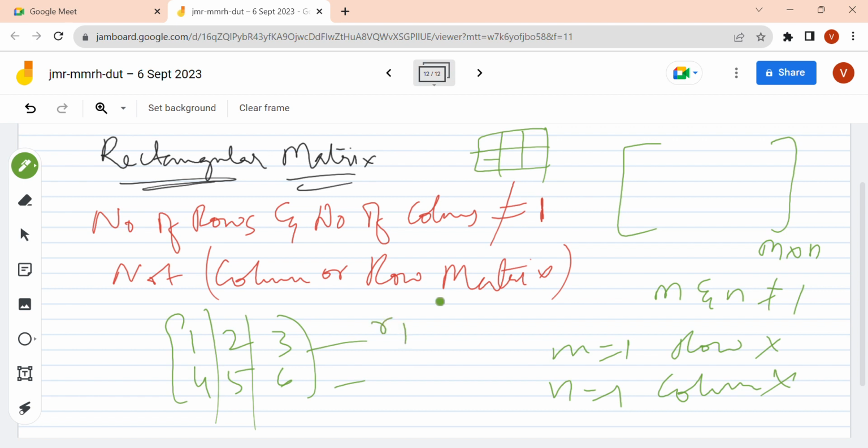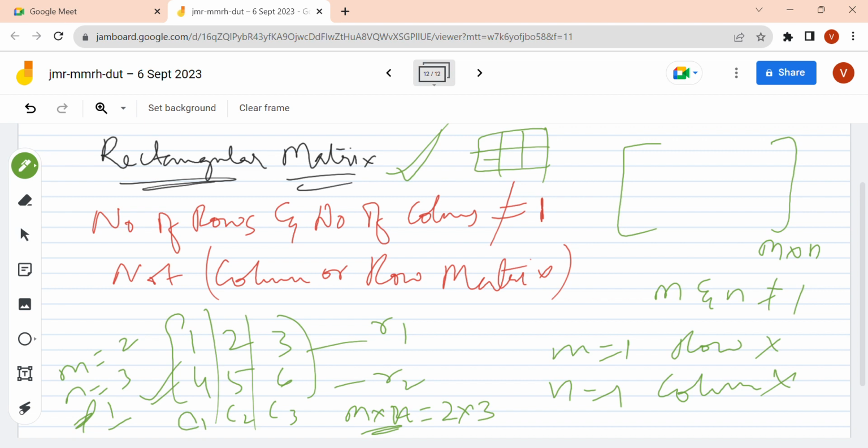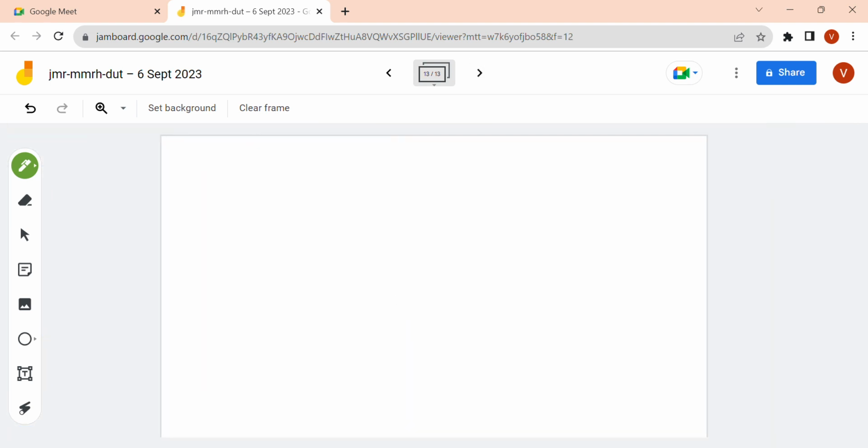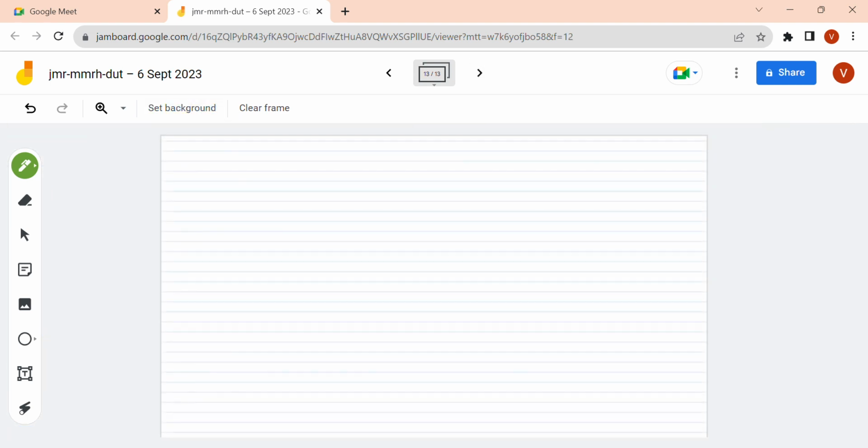So in this matrix, there are 3 columns and 2 rows. 2 rows, row 1 and row 2. 3 columns, column 1, column 2 and column 3. So m into n is nothing but 2 rows, 2 into 3 columns, where m is equal to 2 and n is equal to 3, which are both not equal to 1. So it is a rectangular matrix. This is a real life example and a normal mathematical example. I hope you understood what a rectangular matrix is. Take a screenshot of it. Let's go to what a square matrix is.